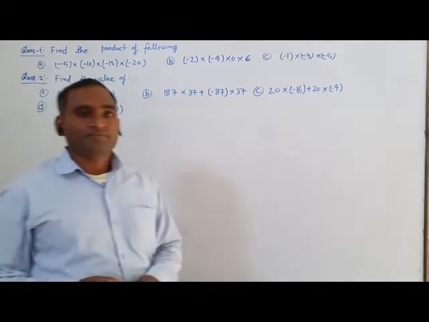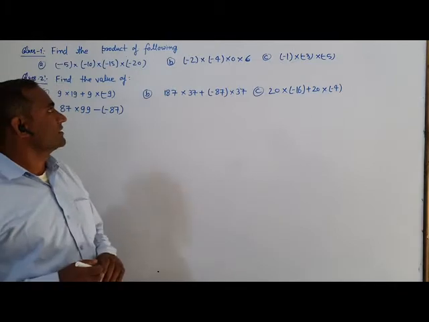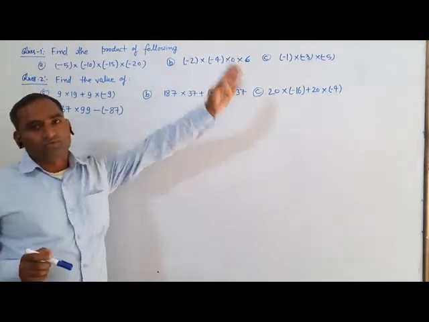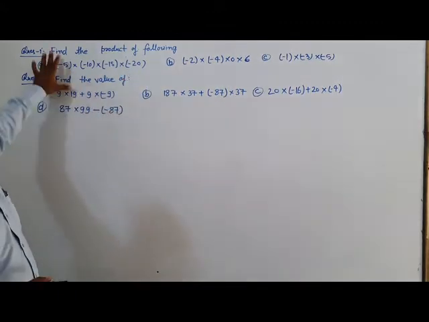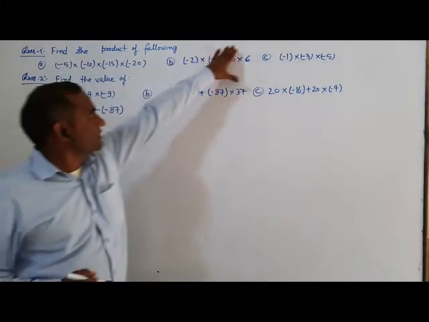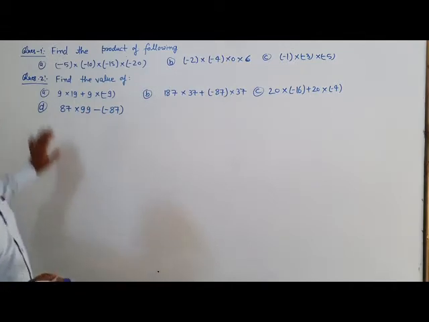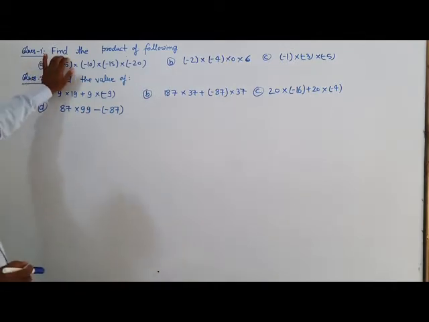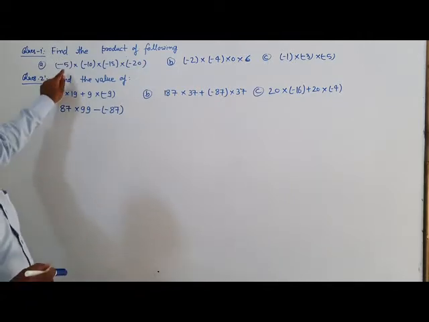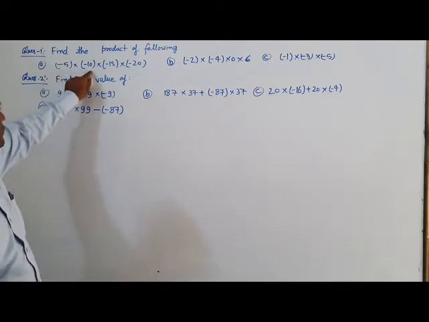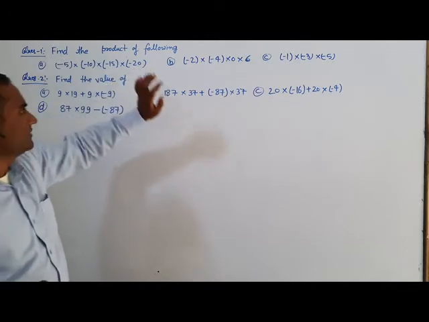Hello student, we are studying about the integers. So today we have to solve some questions on the topic integers. Question number first is find the product of following. A. Minus 5 into minus 10 into minus 15 into minus 20.